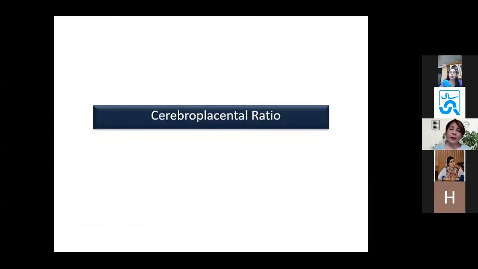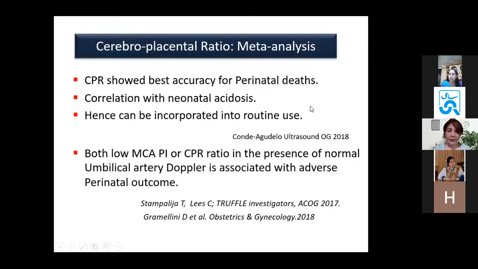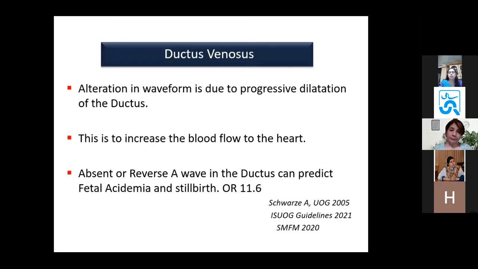More recently, we have been using the ratio of umbilical artery to middle cerebral artery, and it is called the cerebroplacental ratio. It is mainly diagnostic, and you can plot them, and you find that generally the median is around 1.5. It is shown to have the best accuracy for perinatal death, and hence should be incorporated in routine practice. And if you find a low PI or cerebroplacental ratio in the presence of a normal umbilical artery, it is associated with poor outcome.